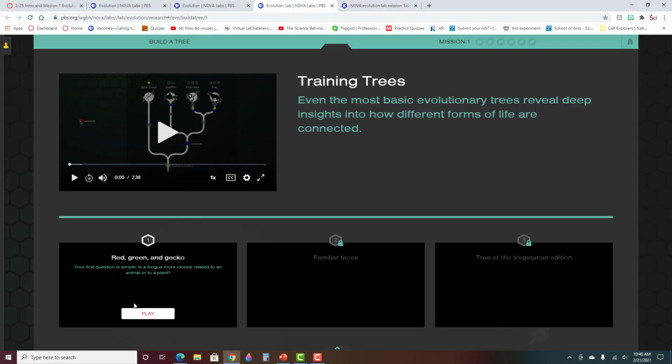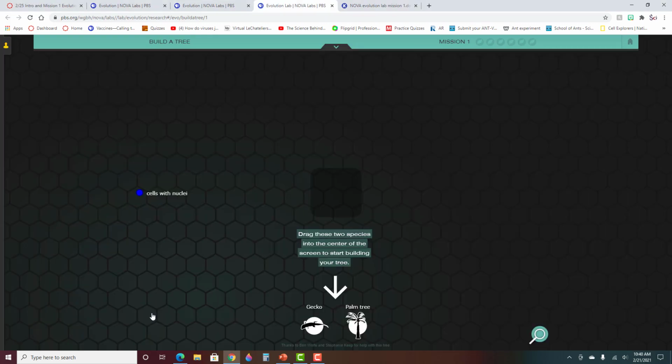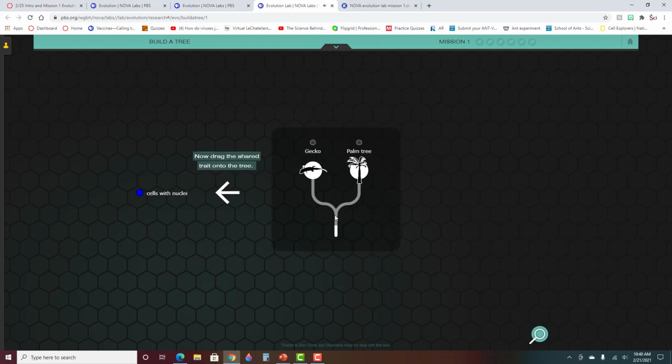Alright, now you're going to start mission 1. You're going to click play here where it says red, green, and gecko. So here's how you do this really cool lab. You pick up organisms and you put them in the darker box here. And then you drag organisms close together to form some sort of relationship, like that. Then you'll have traits over here, and you have to decide where these traits go in order to light up the circles above these organisms.